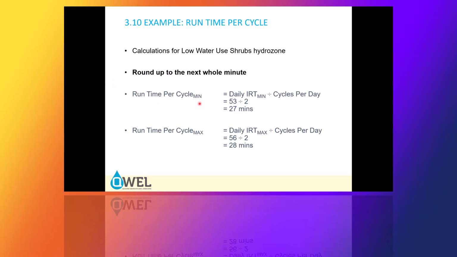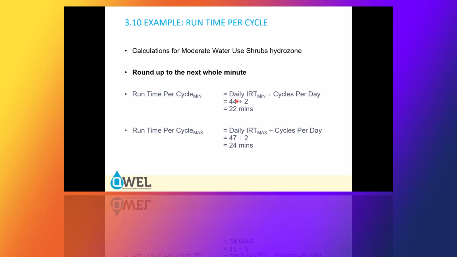So runtime per cycle min and then runtime per cycle max. Daily irrigation runtime minimum divided by the number of cycles per day. So we're back to the 53 minutes divided by 2 is 27 minutes. The maximum, 56 minutes divided by 2, and that's 28 minutes. So you can see, again, only a 1 minute difference between the min and the max when you actually get to the runtime. And for our moderate water use shrubs, same kind of thing.